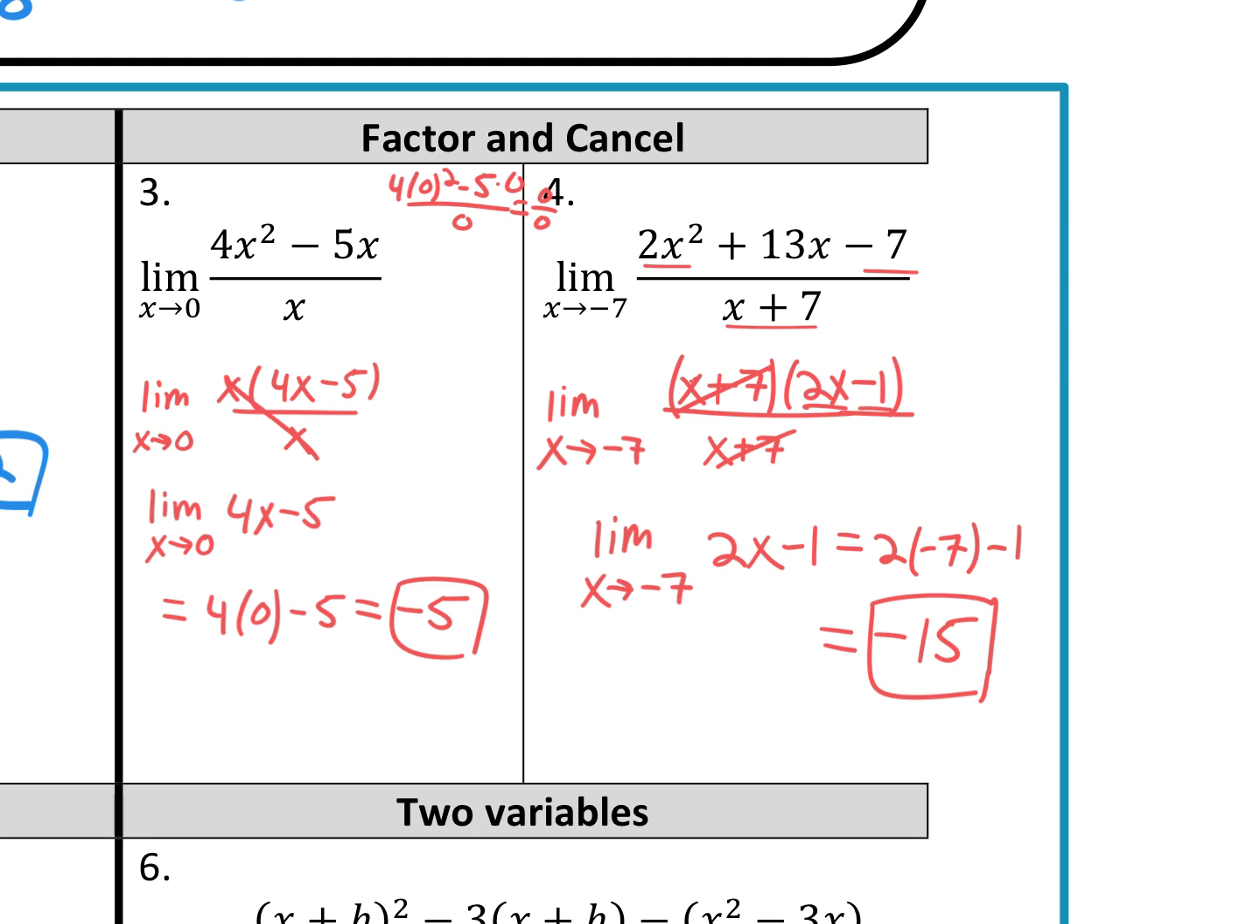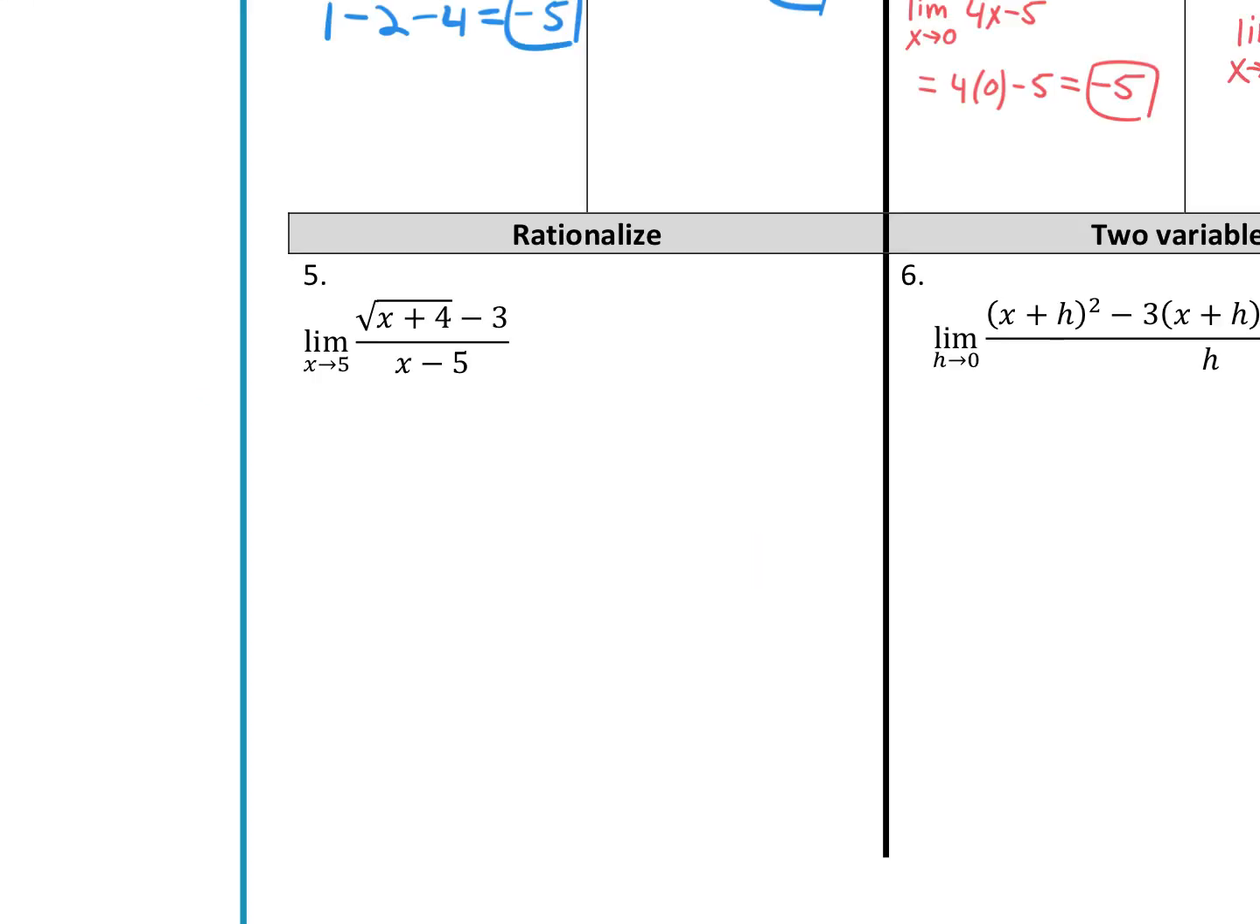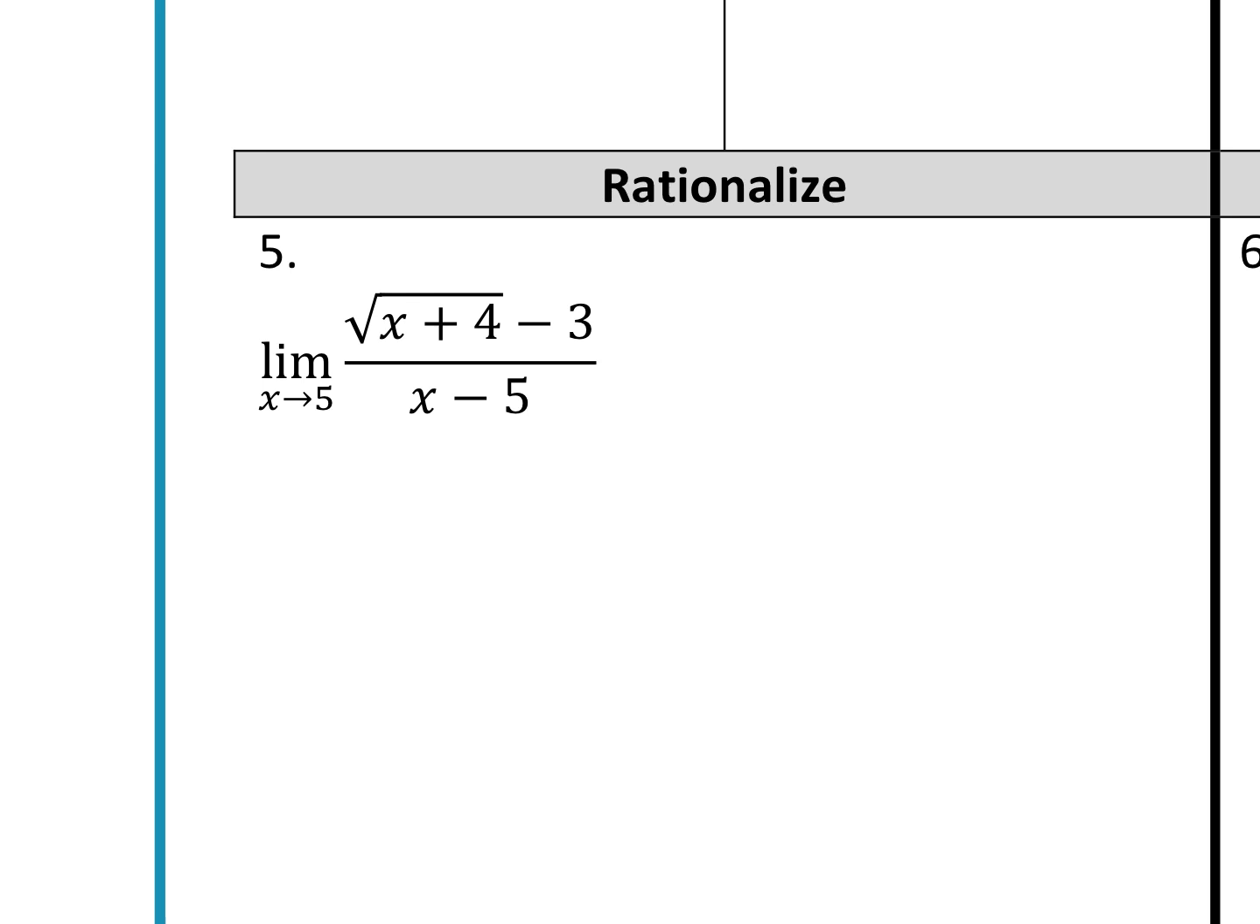So what does canceling tell you about the graph? What can you expect at whatever makes this 0? A hole, right? Okay, so now let's try something like this. Looks a little bit different with the radical and the fraction together.